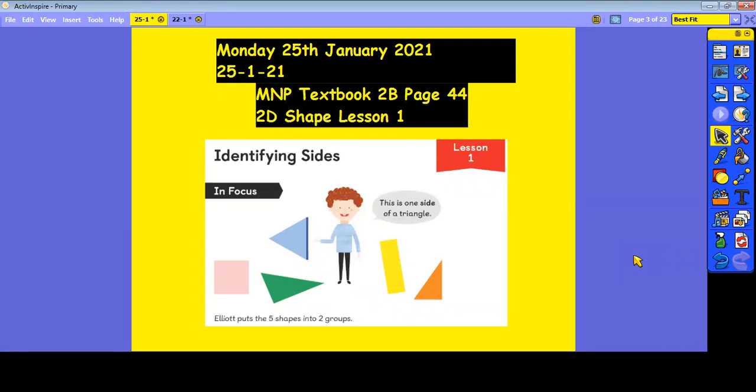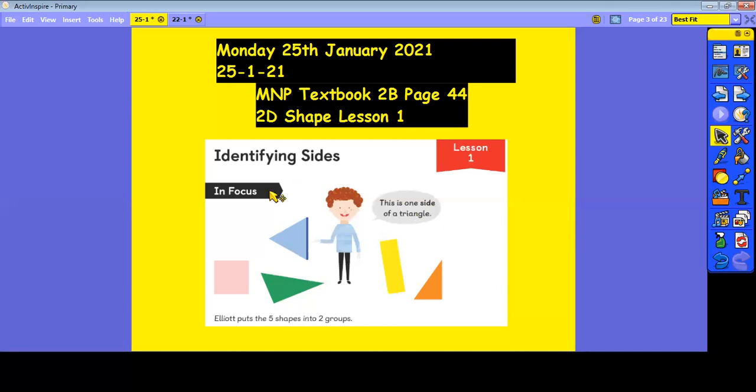We are today starting a new chapter. You need to find a new chapter which is called two-dimensional shape. We shorten that two-dimensional word to 2D shape, which just means flat shapes, okay? And you're really good, I know, at recognizing and understanding the properties of these shapes. So you need to find page 44 in textbook 2B for lesson 1. The title of this lesson is Identifying Sides. So we're thinking about the sides, how many sides a shape might have.